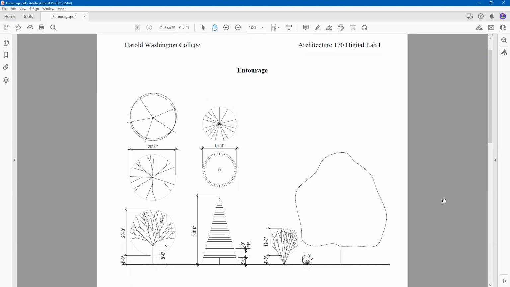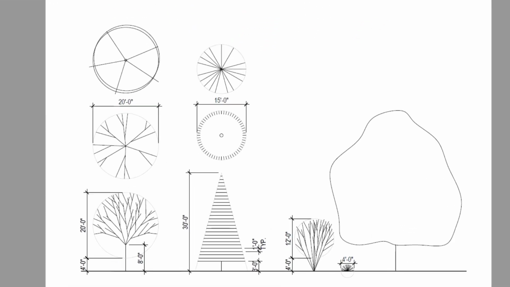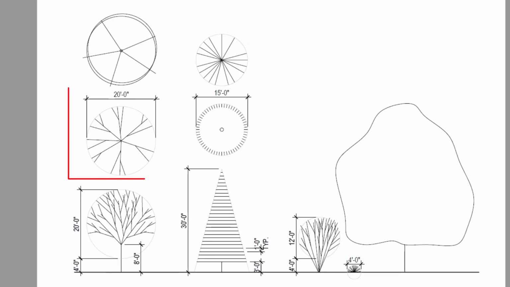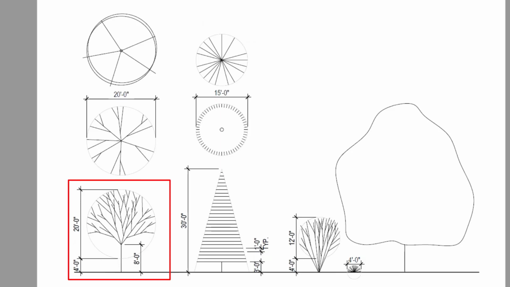In this tutorial, what I'd like to show you is how to draw the entourage. As you can see, I have both plan views of the entourage and elevations. In the plan view that you see over on the left-hand side where it shows a 20-foot wide tree, you notice how I'm basically just projecting that information down to then construct the elevation of the tree.